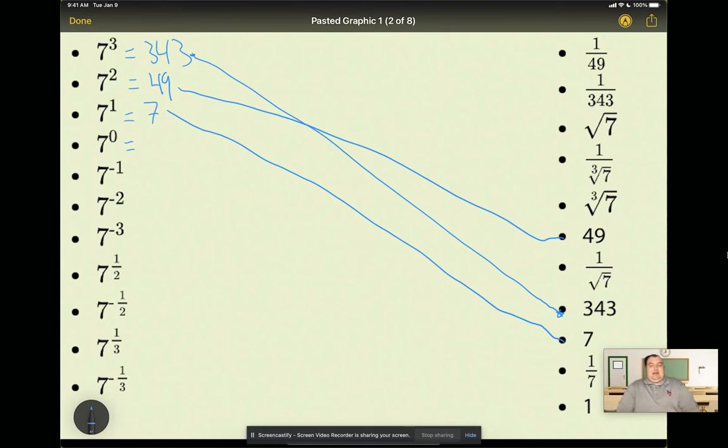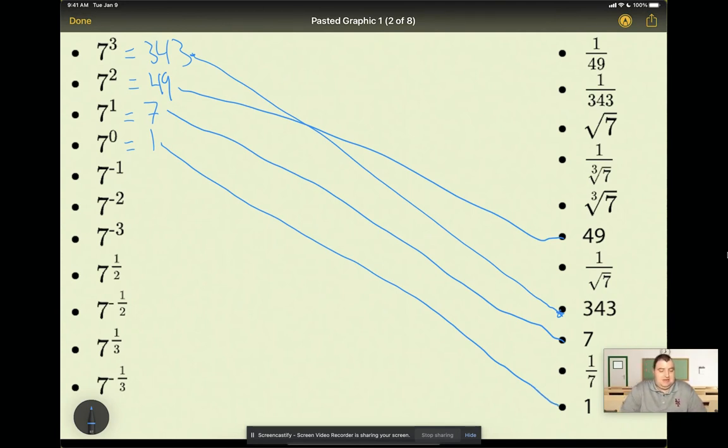7 to the power of 0. We should know that any number, or any variable raised to the power of 0 is equal to 1. So 7 to the power of 0 is equal to 1. So that's going to go down here.